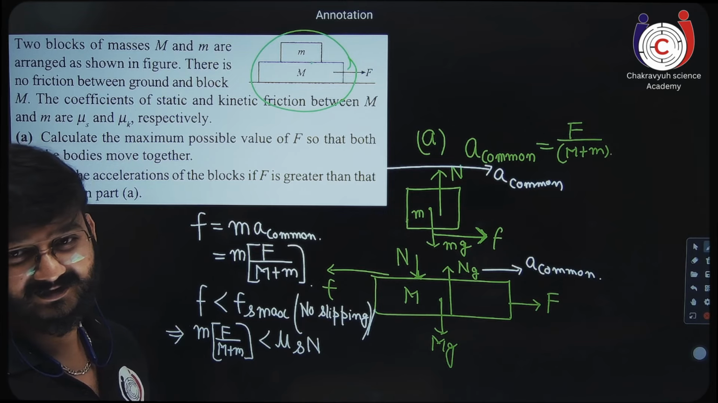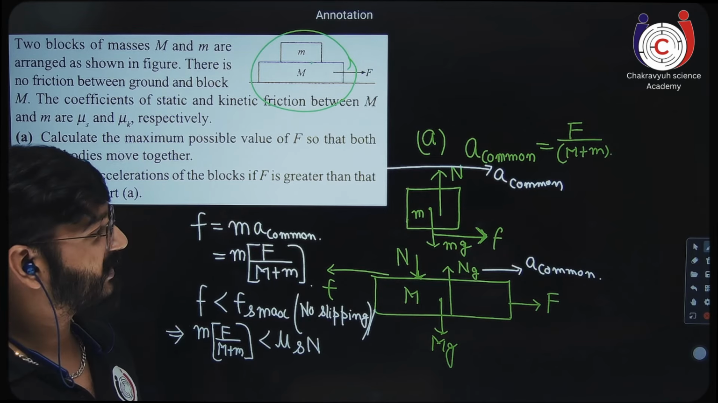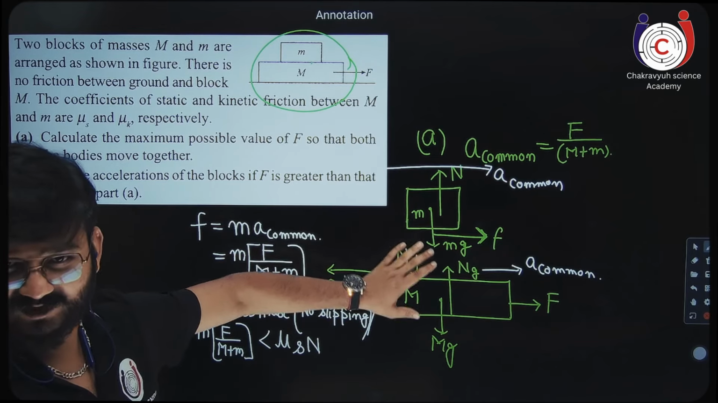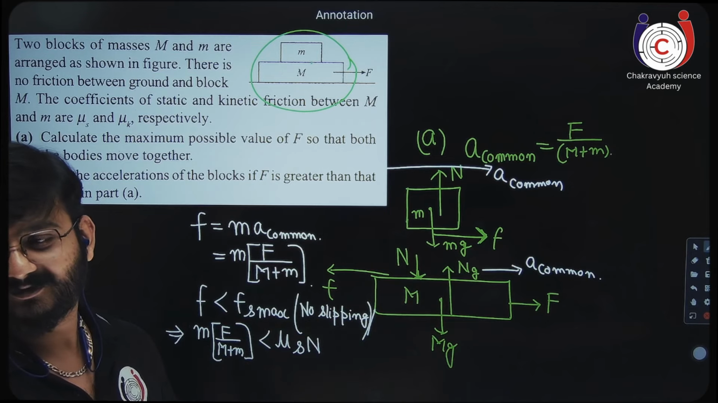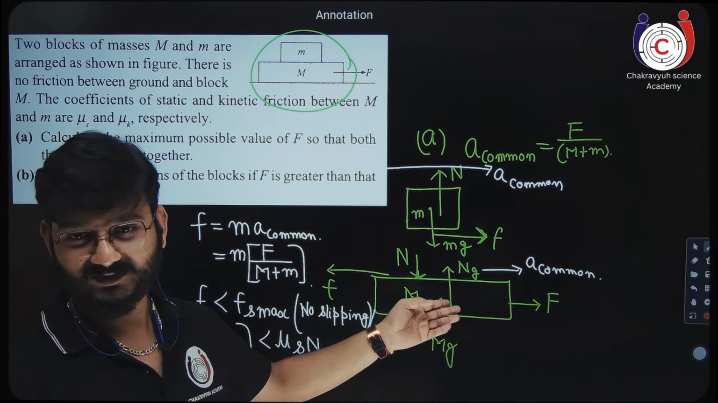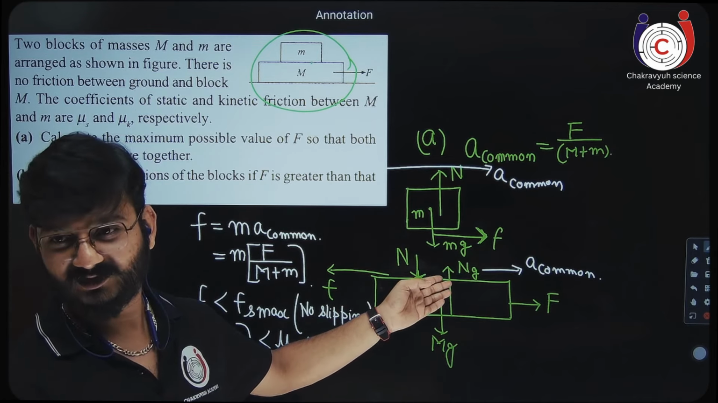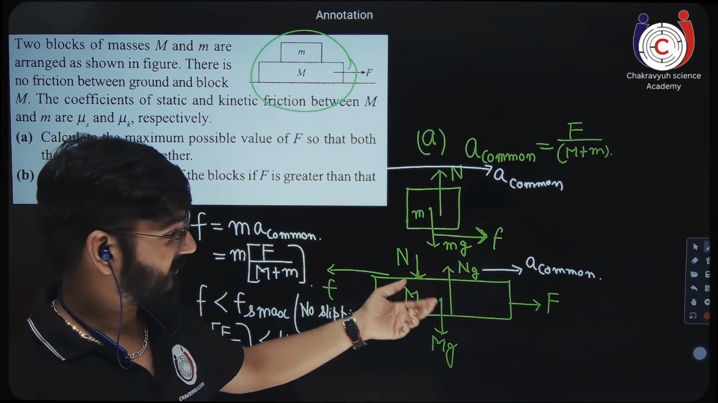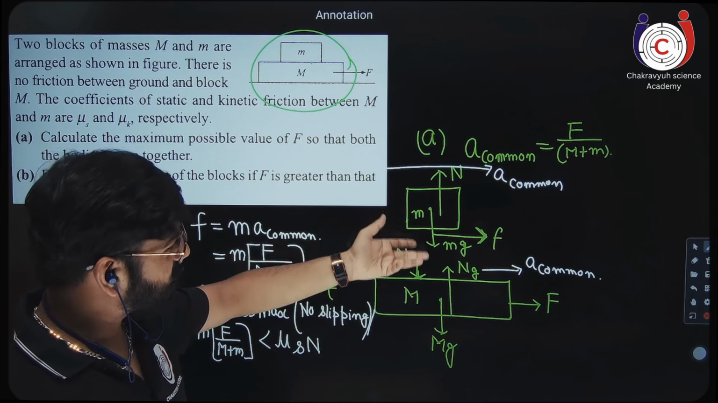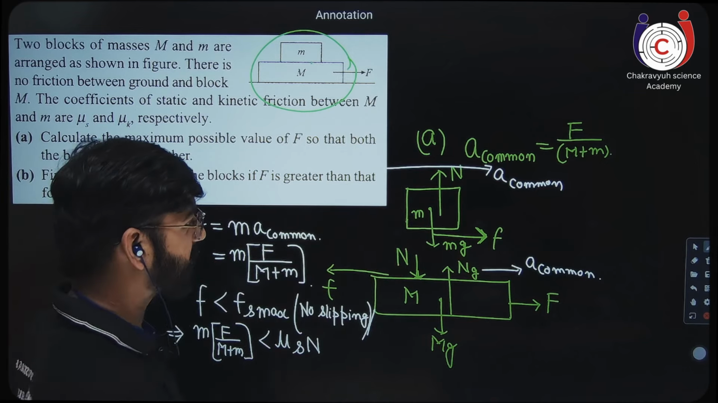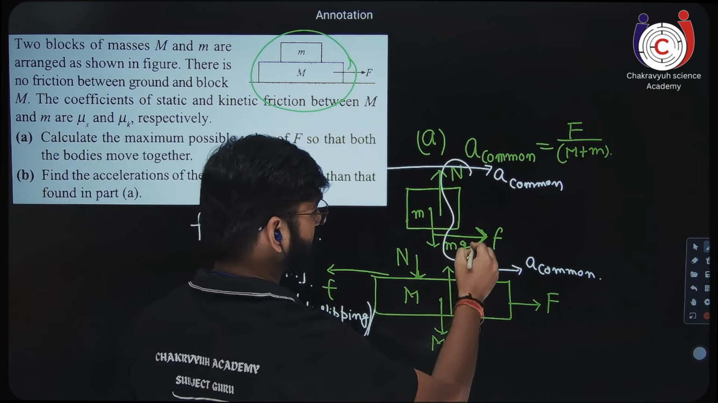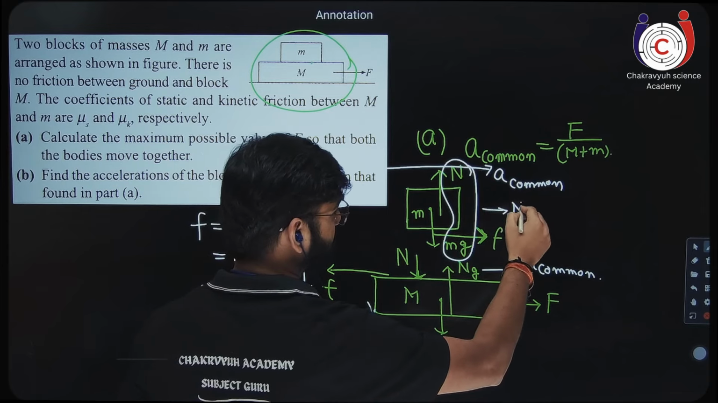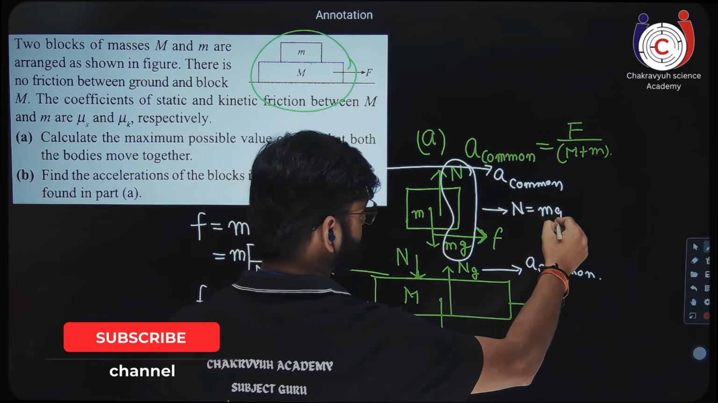Which normal will you take? Normal between small m and capital M, or applied by ground? Between both the blocks, because friction is also between both the blocks, right? So use which normal? Between the blocks. Common sense. The friction is between both the blocks, so I will use the normal between both the blocks. So what is this normal equal to? mg. Which mg? Small mg.